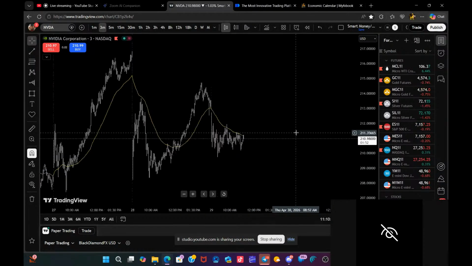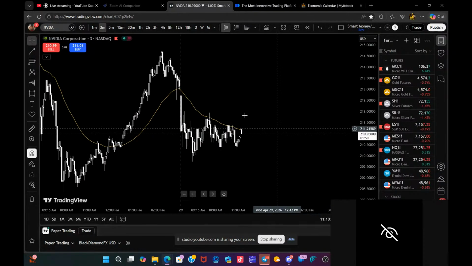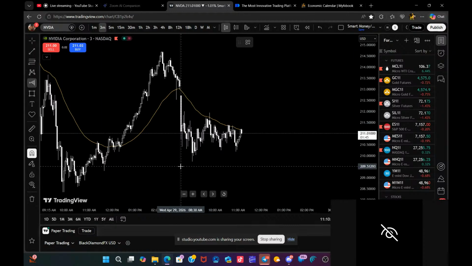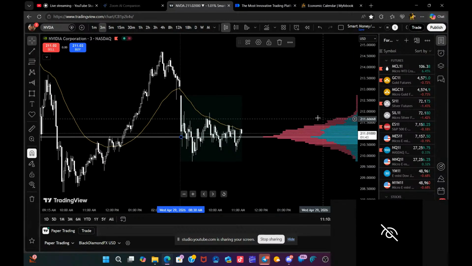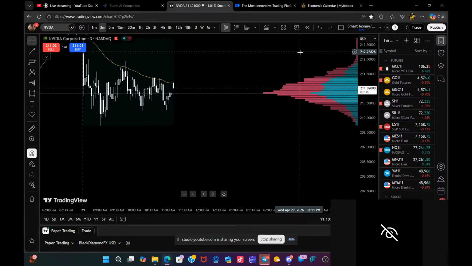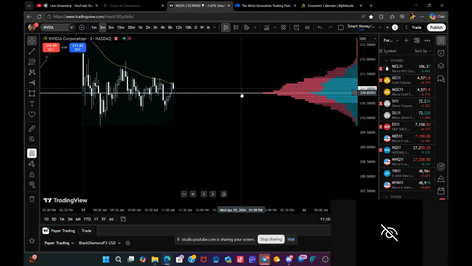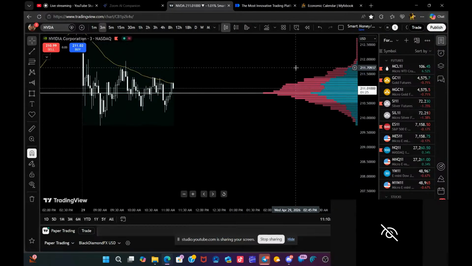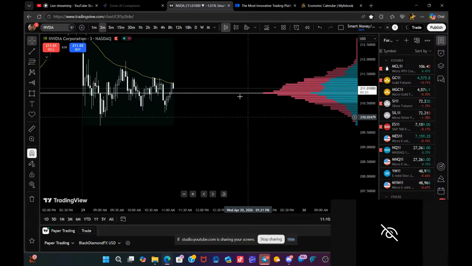NVIDIA just chopping. Chop. Look at that. This is a balance right here. See when it's balanced like this? The rule of thumb is you trade from value area high back to the middle, value area low back to the middle. I don't touch it because I don't trust it. And at any point, it can break out.